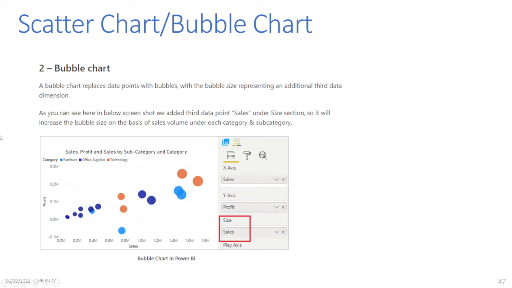Bubble chart. A bubble chart replaces data points with bubbles, with the bubble size representing an additional third data dimension. As you can see here in the screen below, we added a third data point, sales. So for size, we have added sales again. Under the size section, it will increase the bubble size on the basis of sales. So for those with higher sales, the size of the circle is bigger.